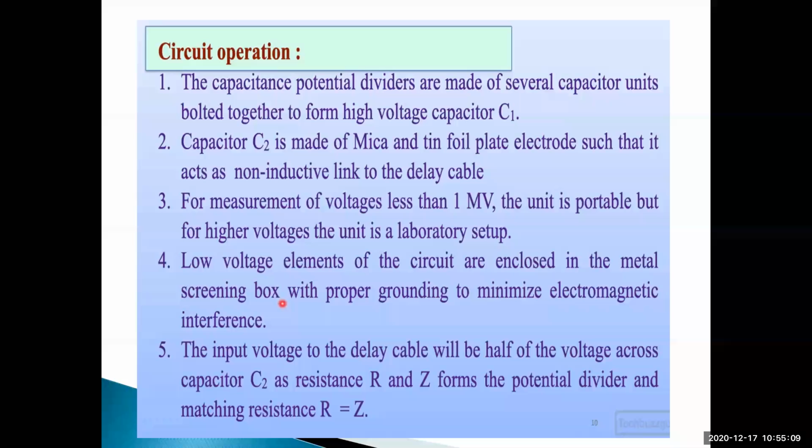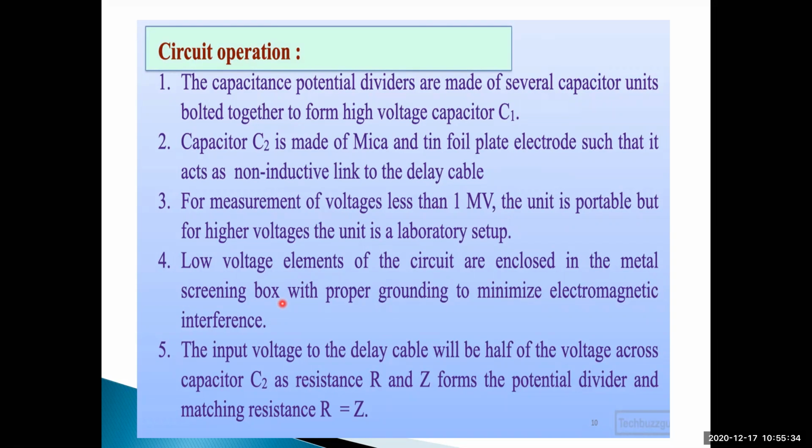Just like a moving iron instrument. The moving iron instrument is affected by the external stray magnetic field. So that's why it is placed in one screening box, but not in PMMC. The PMMC uses a high permanent magnet, that's why it is not affected by the external magnetic field. But the MI instrument is very easily affected by the external magnetic field.